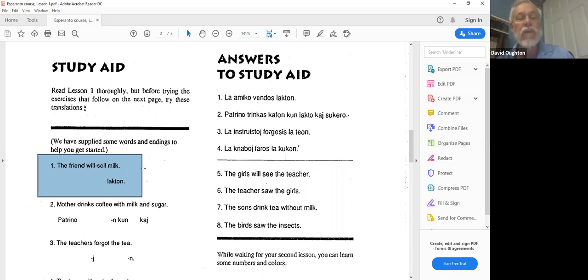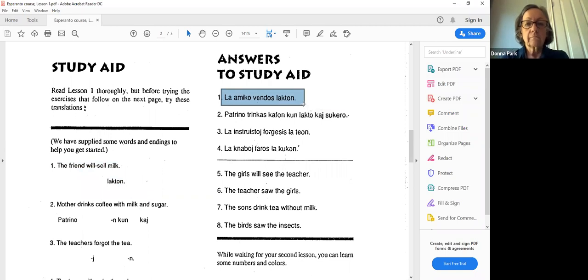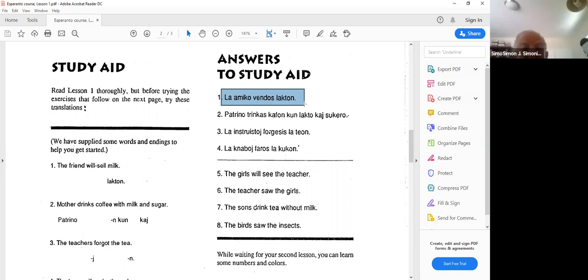And then remember, sell is vend, V-E-N-D, but it's in the future. So we need an O-S, vendos. And then milk is lacto, but we have to put an N on the end to make sure we know it's the object of the sentence. So the answer is right there in the second column, Simon. See that in the blue box? You would say, la amico vendos lacton. And that would be the friend will sell milk.